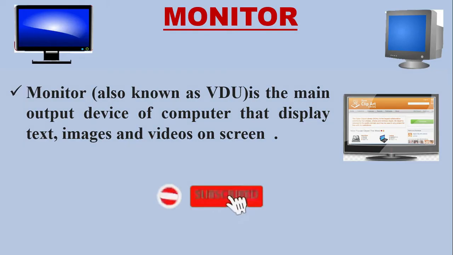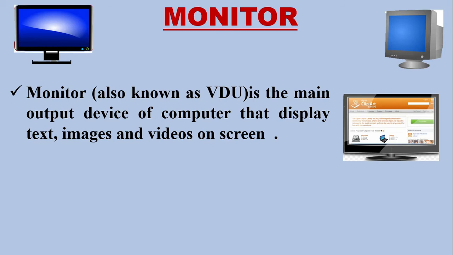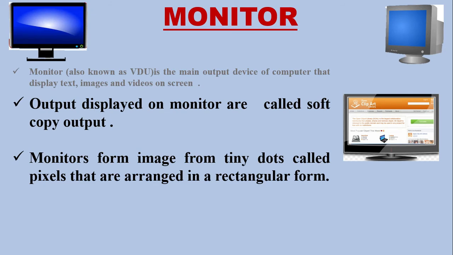Monitor. Monitor, also known as visual display unit, is the main output device of computer that displays text, images, videos on screen. Output displayed on monitor is called soft copy output. Monitors form images from tiny dots called pixels, and these pixels are arranged in a rectangular form.